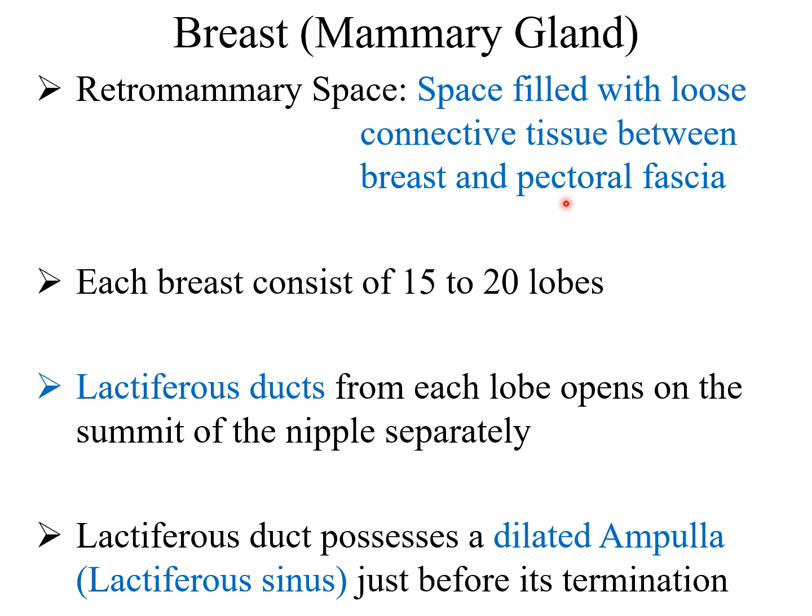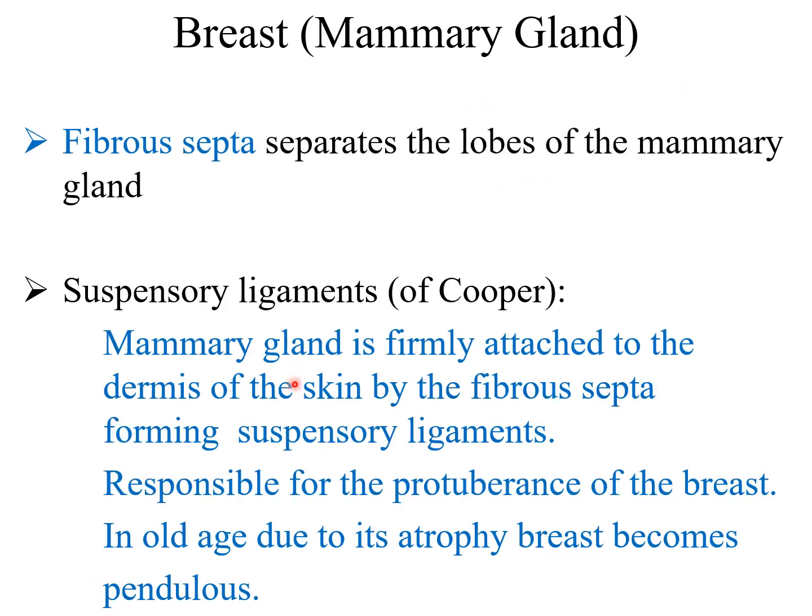Now each breast is divisible into 15 to 20 lobules, and lactiferous ducts from each lobule open on the summit of the nipple separately, and these lactiferous ducts possess a dilated ampulla which is known as lactiferous sinus just before its termination, and fibrous septa separate the lobes of the mammary gland.